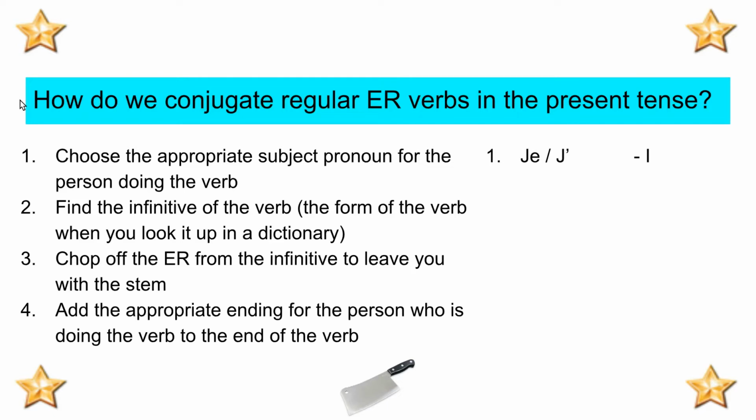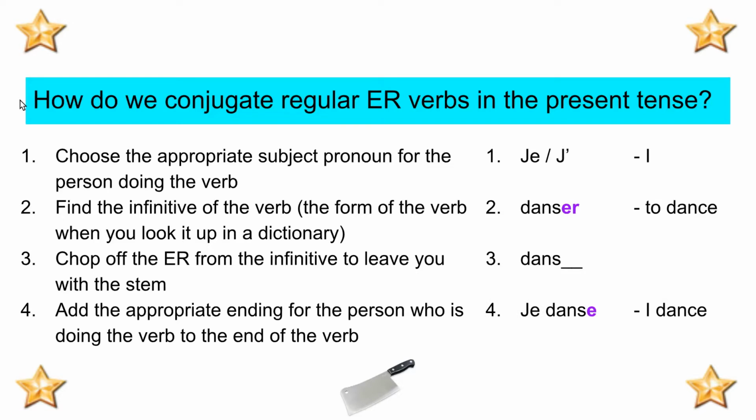So, je means I. This would be the subject pronoun, the person doing the verb. Danser is what you find if you look up dance in the dictionary. Now, this is the verb, but it would also give you the noun as well. So make sure you choose the right one. Danser is to dance. Chop off the ER, and then you're left with the stem. This is what we're going to add the ending to in part 4.